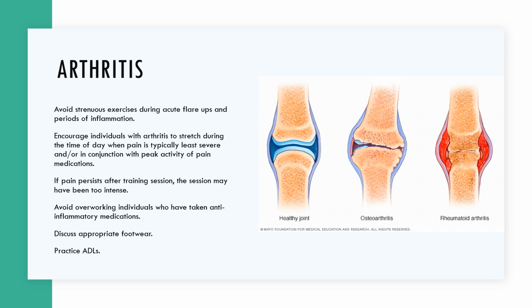If the client experiences greater joint pain following a training session, the session may have been too intense and may need to be modified. Avoid overworking individuals who have taken anti-inflammatory medications such as aspirin, ibuprofen, and naproxen sodium. These drugs can temporarily lessen musculoskeletal pain and make it possible for a client to do too much. Discuss with clients the importance of wearing shoes that have good shock absorption and stability.